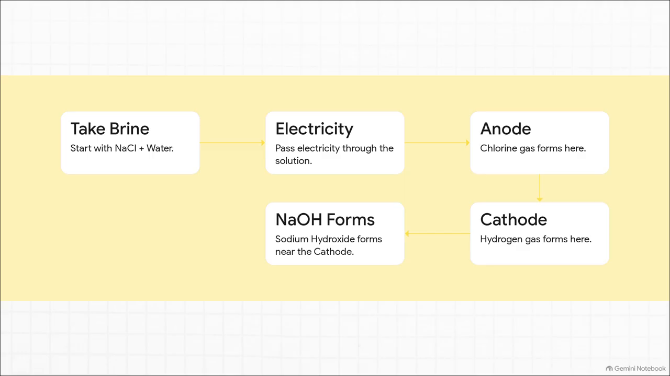First, you take brine. Now, brine is simply a solution of regular sodium chloride salt mixed with water. Second, you pass electricity through this solution. The electricity actually causes the compound to break apart. Chlorine gas forms at the anode, hydrogen gas forms at the cathode, and finally, sodium hydroxide, which is also known as caustic soda, forms right near the cathode. It's literally just salt water and electricity magically creating 3 incredibly useful chemical products.